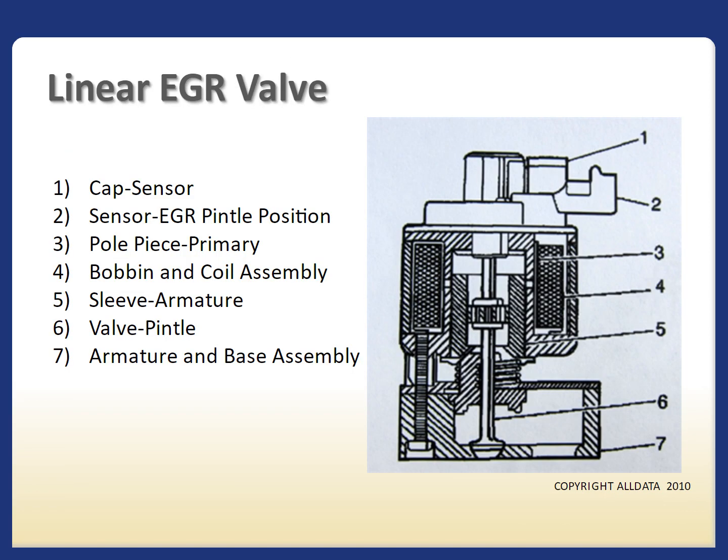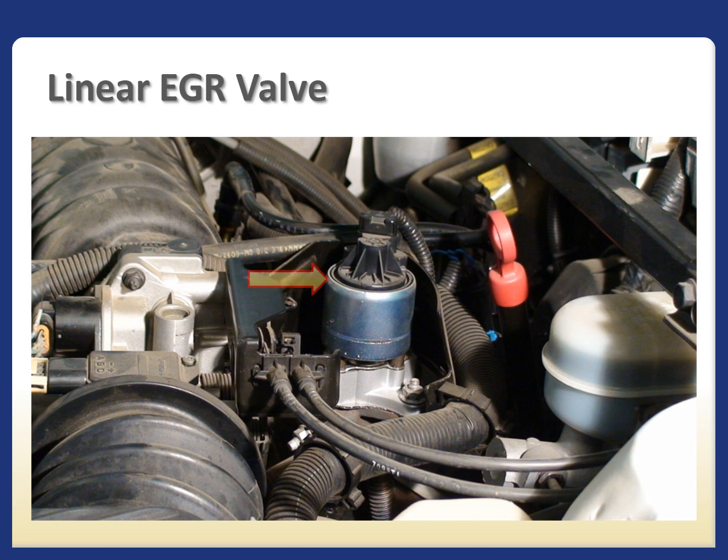Here is a diagram of the linear EGR valve found on this Oldsmobile. The pintle in the center of the diagram is controlled electronically by the vehicle's PCM. As the electric solenoid pulls the pintle, passageways are open and exhaust gases are drawn into the intake manifold. Here is the linear EGR valve on this Oldsmobile. The EGR valve is PCM controlled and has no vacuum hose connections.